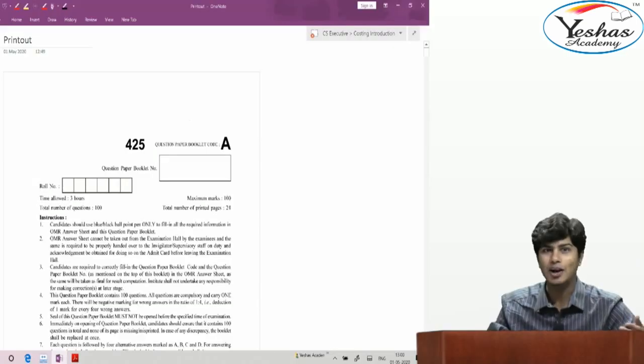Good morning. And if you can remember, on the first day when we started our CS Executive CMA paper, I had told you that on completion of the entire syllabus, we'll solve the previous examination question paper to check whether we've done the entire syllabus and how much of it we know, and definitely to boost our confidence.